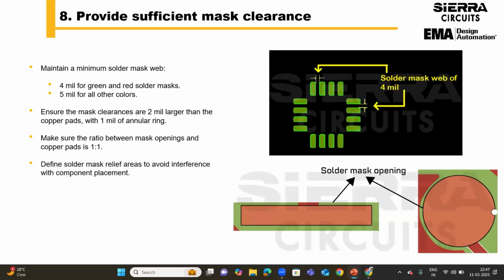Now we have some common solder mask defects, such as missing solder mask or excessive mask clearance that might expose traces, incomplete or missing mask openings, solder mask sliver. And to avoid these issues, we have to maintain a minimum solder mask web of 4 mil for green and red solder masks and 5 mil for the other colors. Set a solder mask clearance 2 mil larger than copper pads with a 1 mil annular ring. Also, keep a 1:1 ratio between mask openings and copper pads. Define solder mask relief areas to avoid interference with component placements.